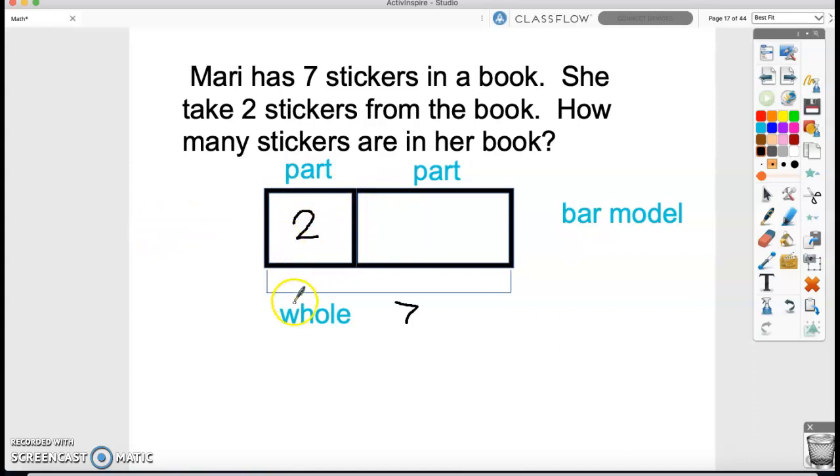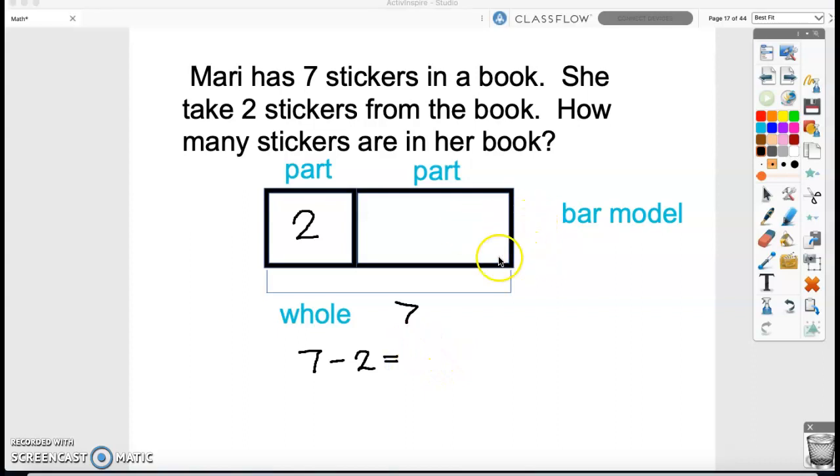So when I write my subtraction sentence, I'm going to see what it says in the story. Mari has 7 stickers. So I know I'm going to start with 7. And it says she takes 2 stickers. So when I take something, I'm going to subtract. I'll end up with less. So this time she takes 2 stickers. And I want to know what that equals. So I need to know the difference.